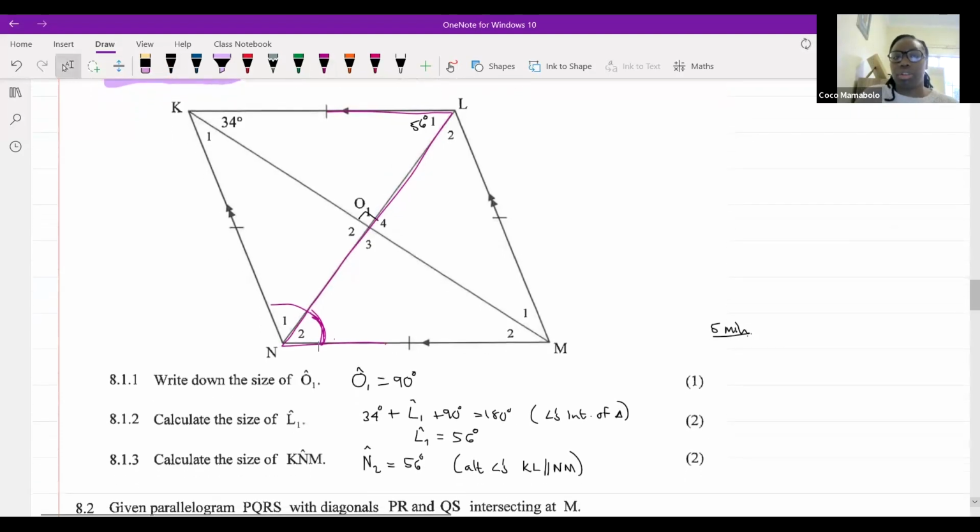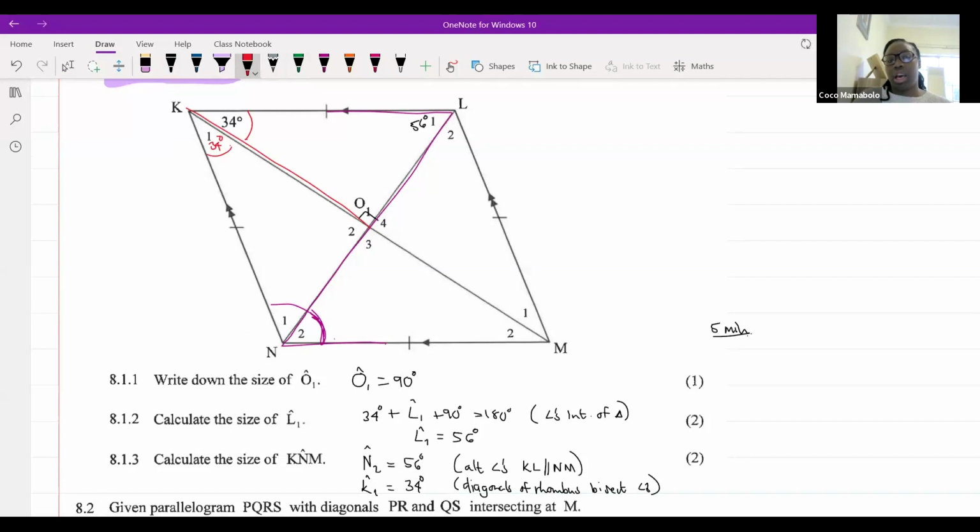And then I know that K1 is equal to 34 degrees, because the diagonals of a rhombus bisect angles. Basically this line over here cuts that angle straight in half. So if this part is 34 degrees, then K1 will also be 34 degrees.